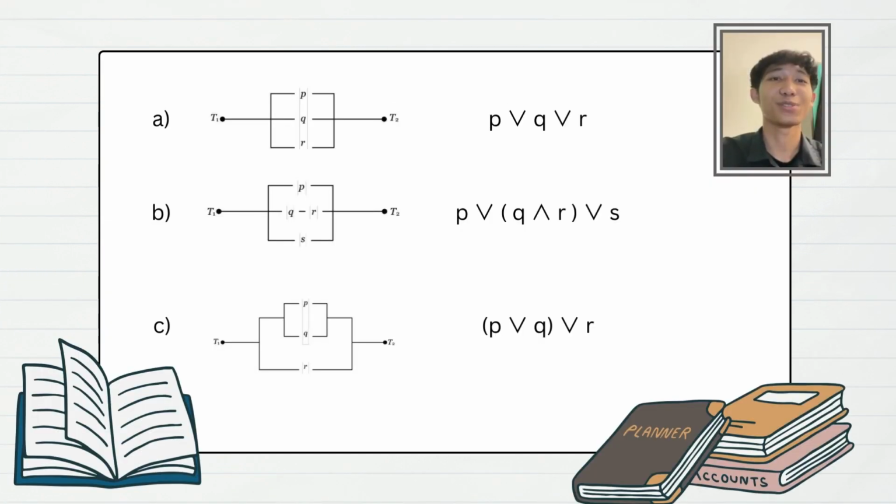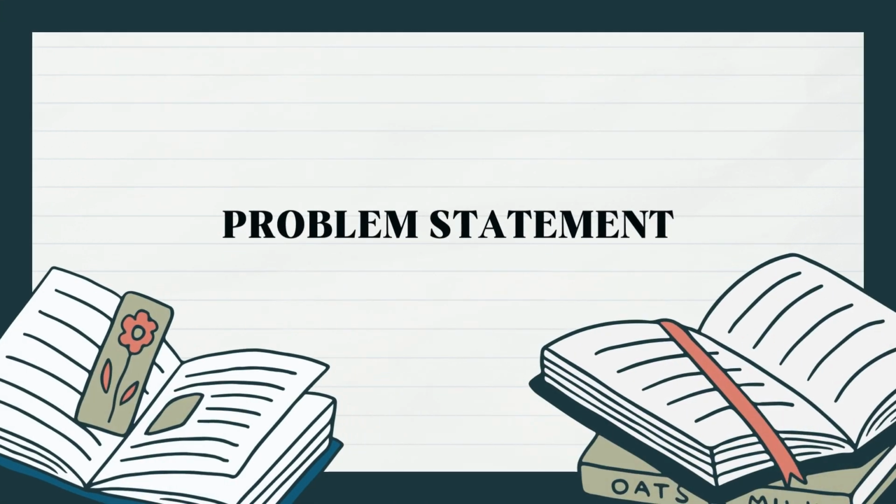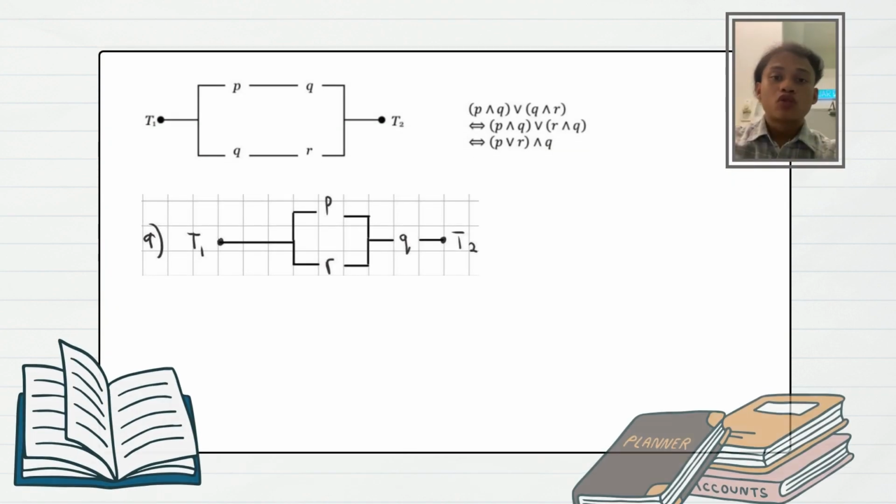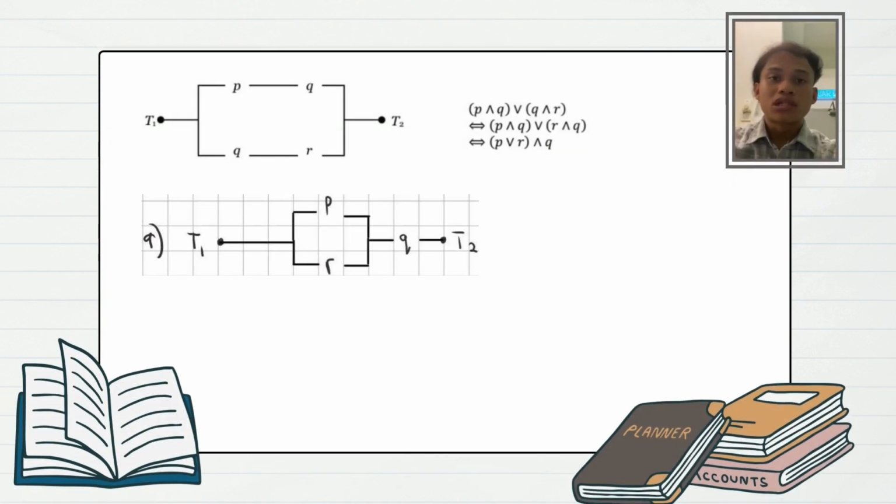Now let's go to the example question and problem statement to make sure you can understand this topic. Now I'm going to present the question that we chose for switching network. This is the diagram of the question, and the question is (P and Q) or (Q and R).